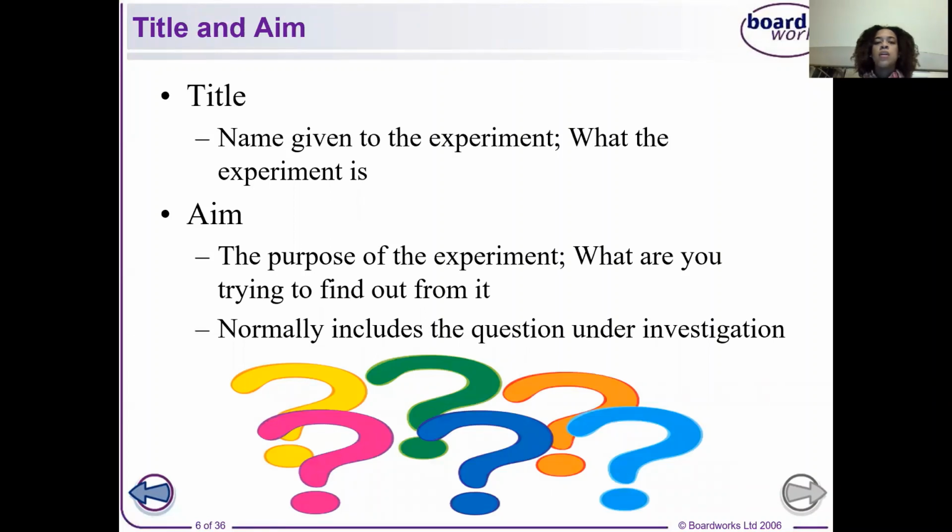Let's discuss the purpose of each part. The title. This is the name given to the experiment, or what the experiment is. The aim. This is the purpose of the experiment. What are you trying to find out from it? Normally, this would include the question under investigation.